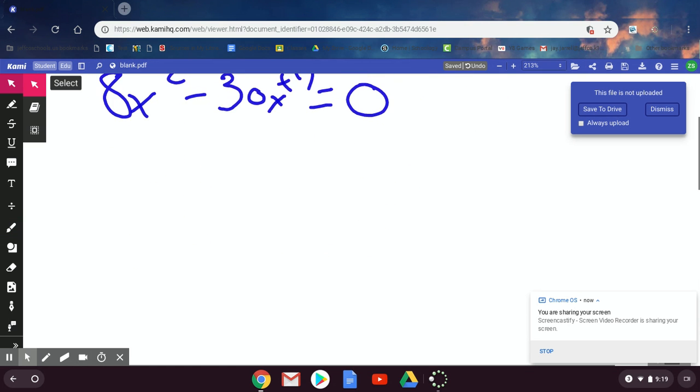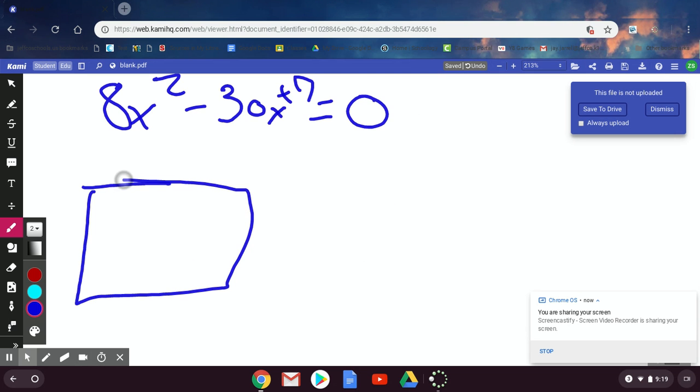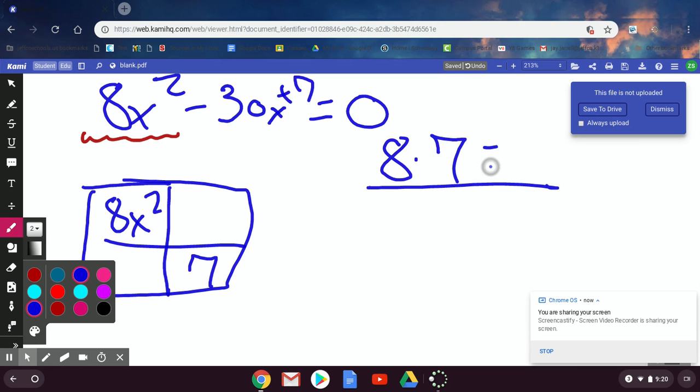And what we're going to do with our new equation is make our box. 8x goes into the first box, and 7 goes in the last box. Now what is 8 times 7? And that answer will be our factor.